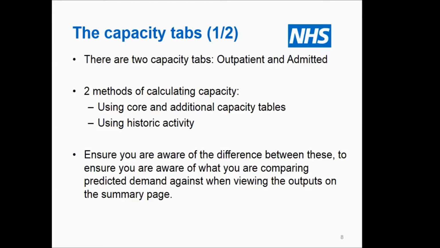So in summary, there are two capacity tabs, outpatient capacity and admitted capacity. You can enter up to 100 core clinics in the outpatient tab and 50 surgical lists in the admitted capacity tab. The capacity tabs allow users to enter their anticipated capacity in two ways. Either using the core and additional capacity tables, which will calculate the values based on the aggregation of clinic or theatre list figures, or using historic activities, which will compare historic activity against expected demands. Note that these are two different questions, so please be clear on which you think is the most relevant to your needs before proceeding.